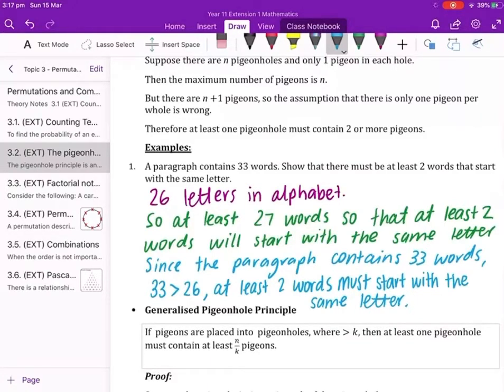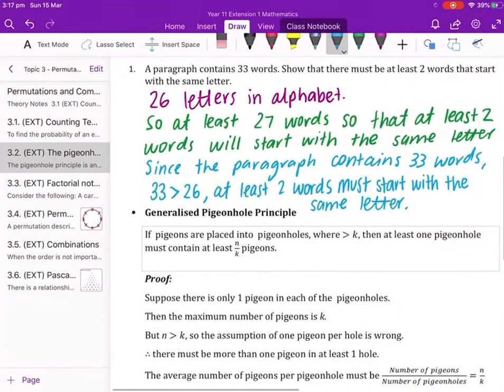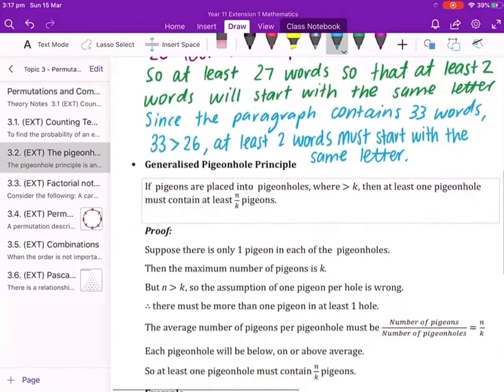So, recapping, a paragraph contains 33 words, show that there must be at least 2 words that start with the same letter. Here we have shown that at least 2 words will start with the same letter because we know that there are 26 letters in the alphabet, so with at least 27 words, at least 2 words will start with the same letter. So since the paragraph contains 33 words and 33 is greater than 26, at least 2 words must start with the same letter. That's how we show our proof, or how we show that that happens for our example.